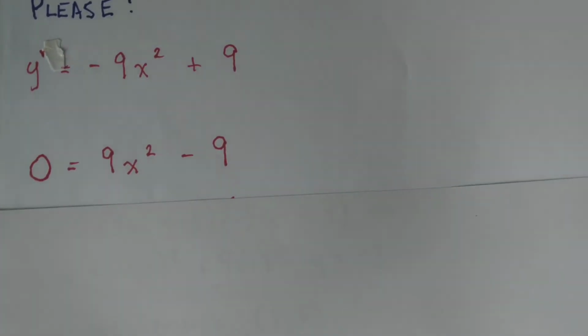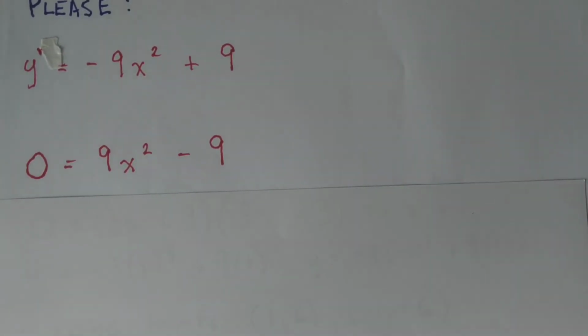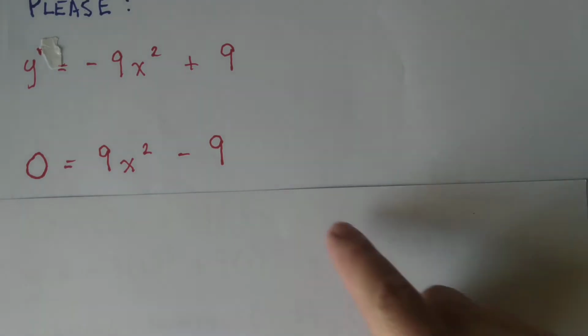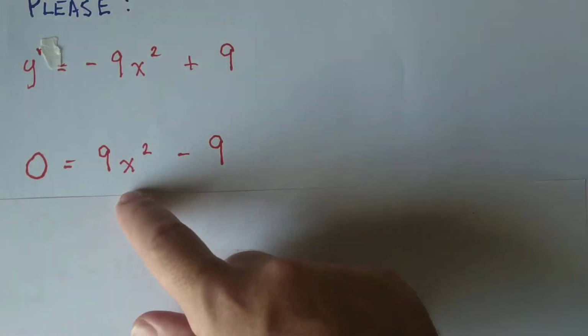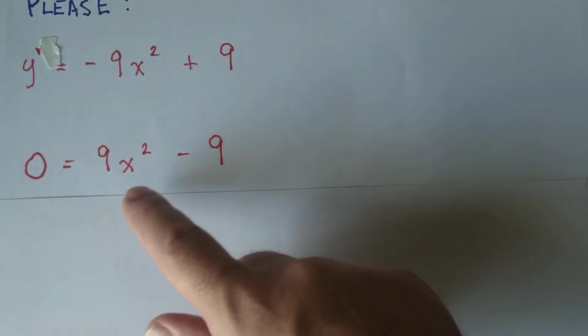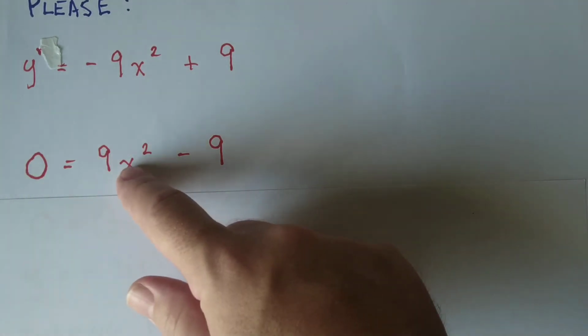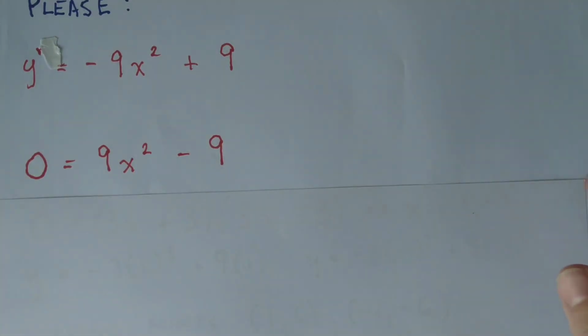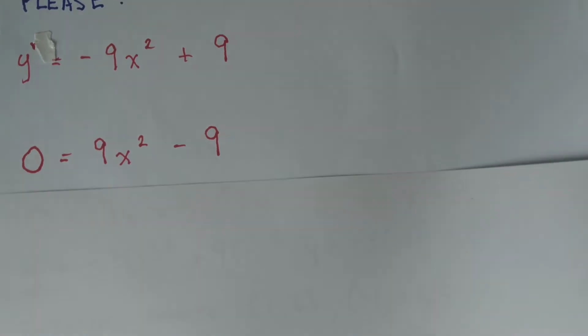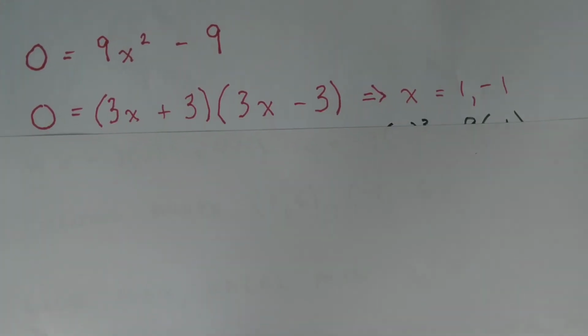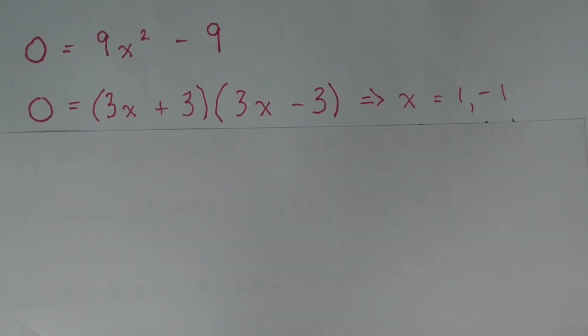I put 0 in, and I kind of skipped a step, but what happened between here and here was that the -1 was divided out, so it's easier to solve. So now we have a difference of squares, which we know how to do. So we get 3x plus 3, 3x minus 3. And now we can solve for x. So we get x is equal to 1 and -1.